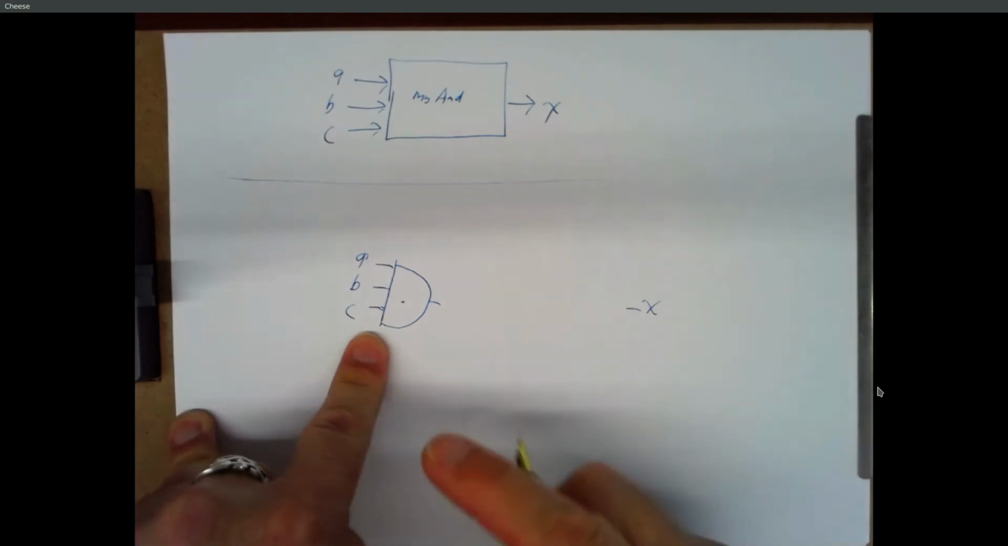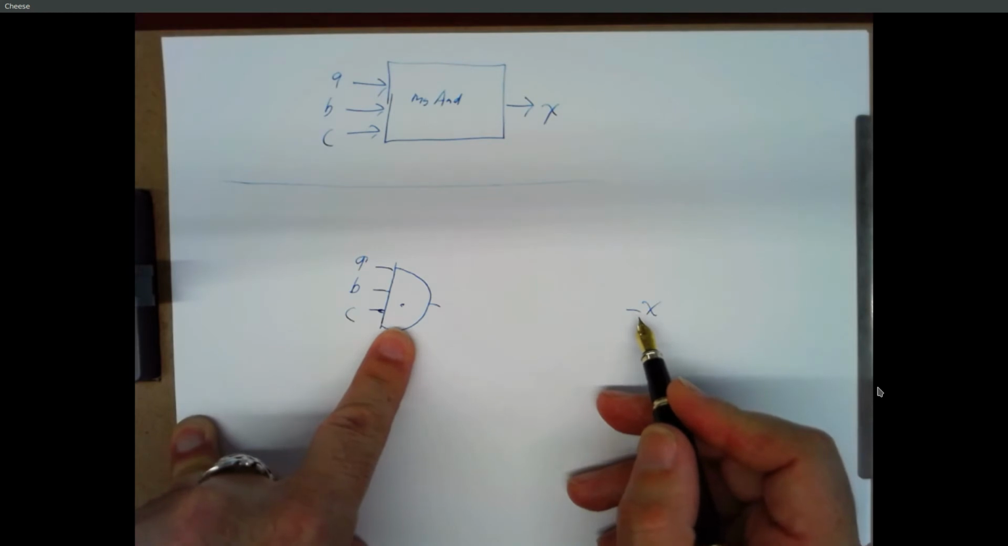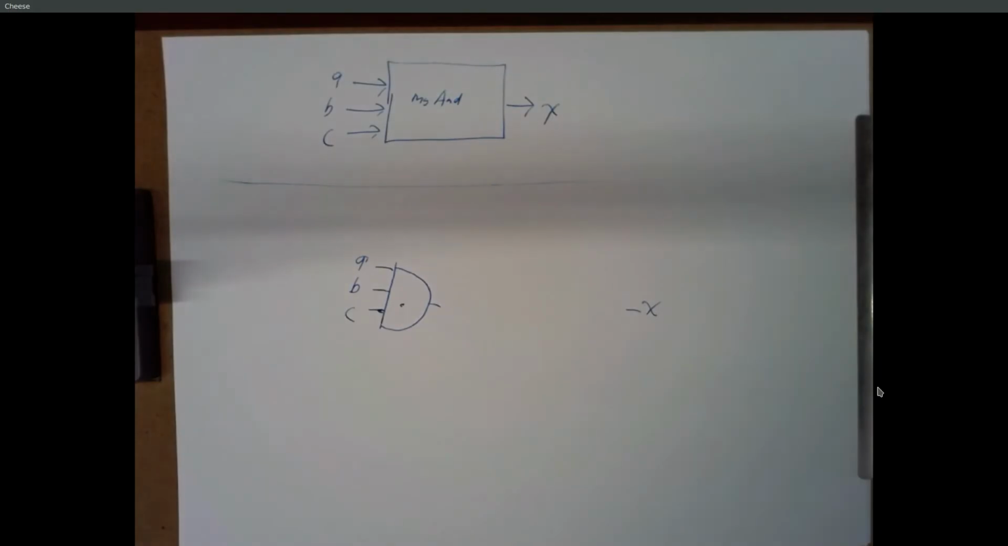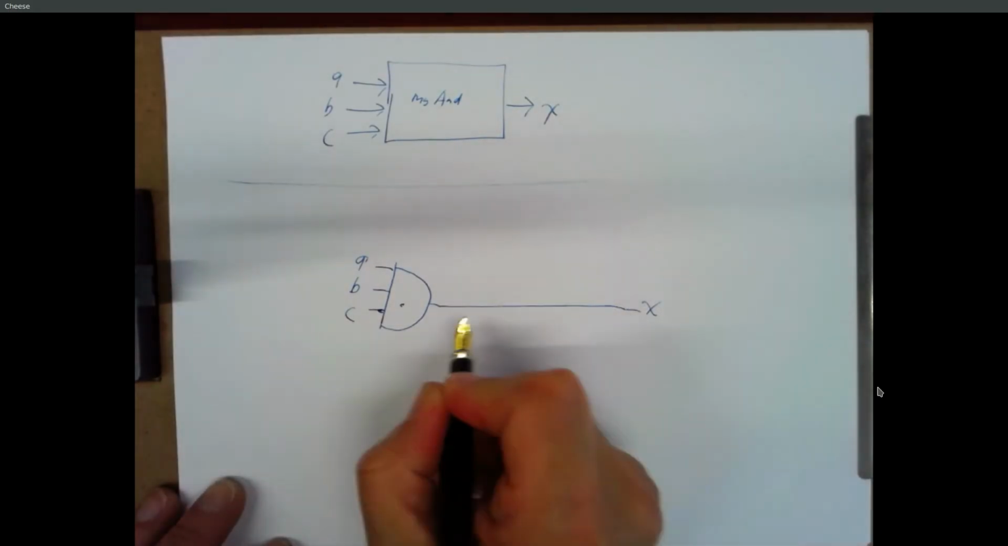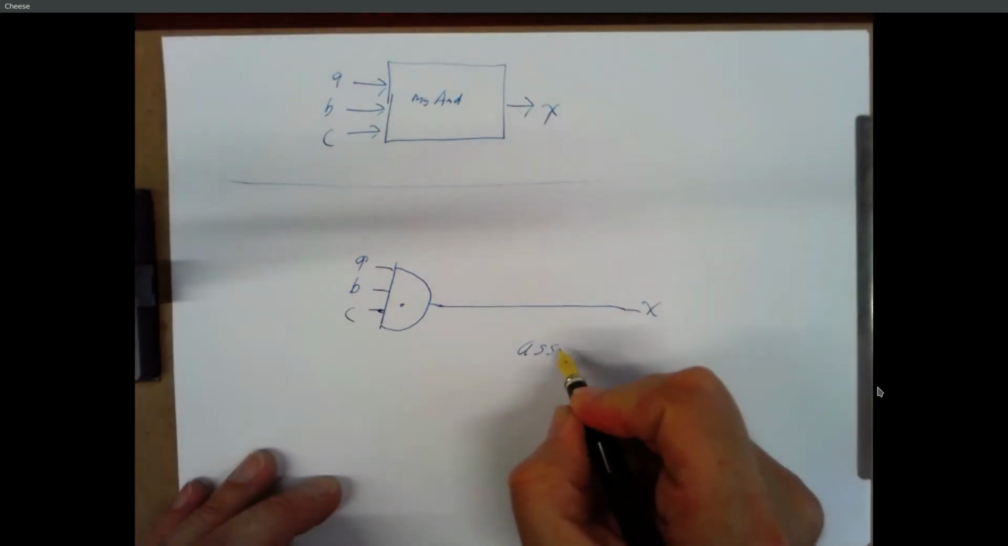So here's the circuit that it might be building, right? 3 inputs A, B, C, they're connected to the input of an AND gate. Here's some wire connected to X. This assign statement says, take the thing on the right, which is A ANDed with B ANDed with C, connect a wire between that and the thing on the left, which is X. So when you say assign X equals A and B and C, that says, put a wire here. So I've just defined a module called myAND, which acts like a 3-input AND gate. And it almost couldn't be simpler.